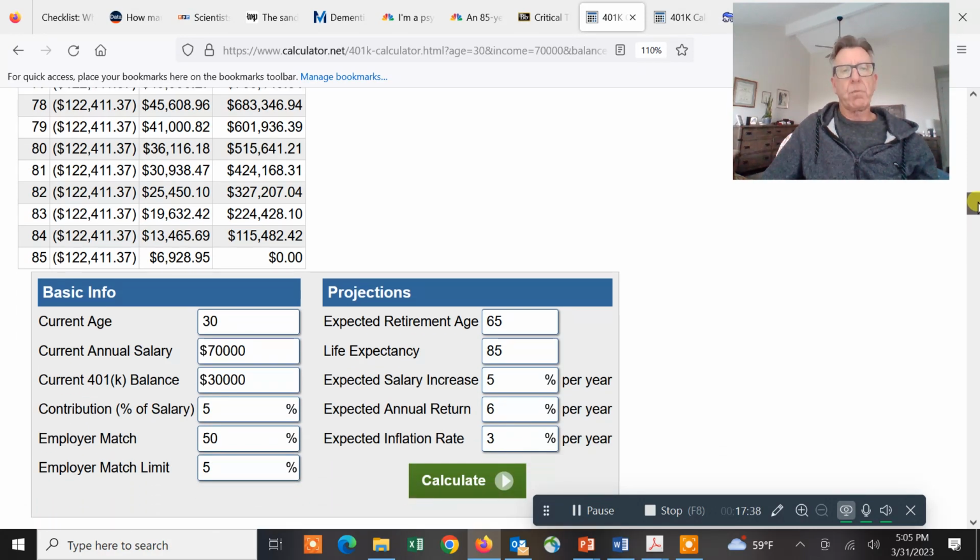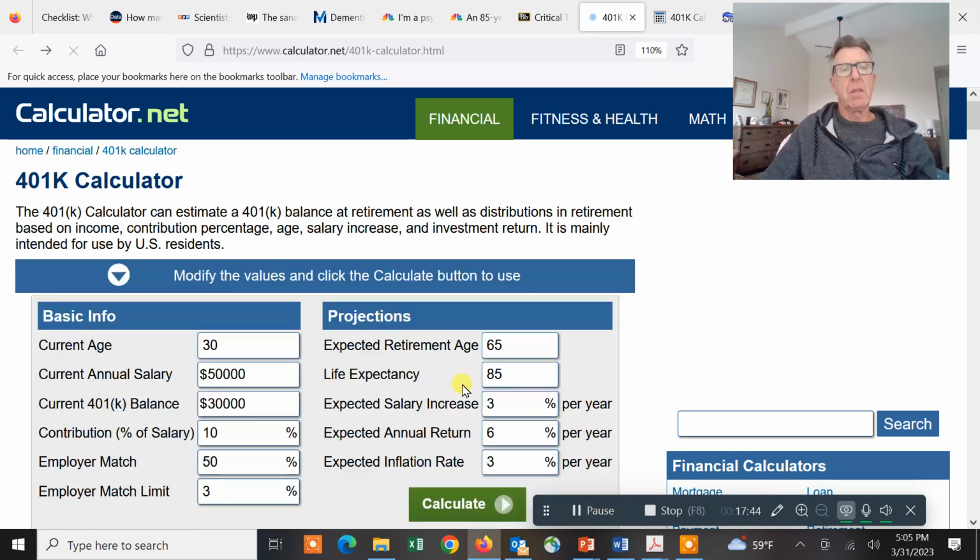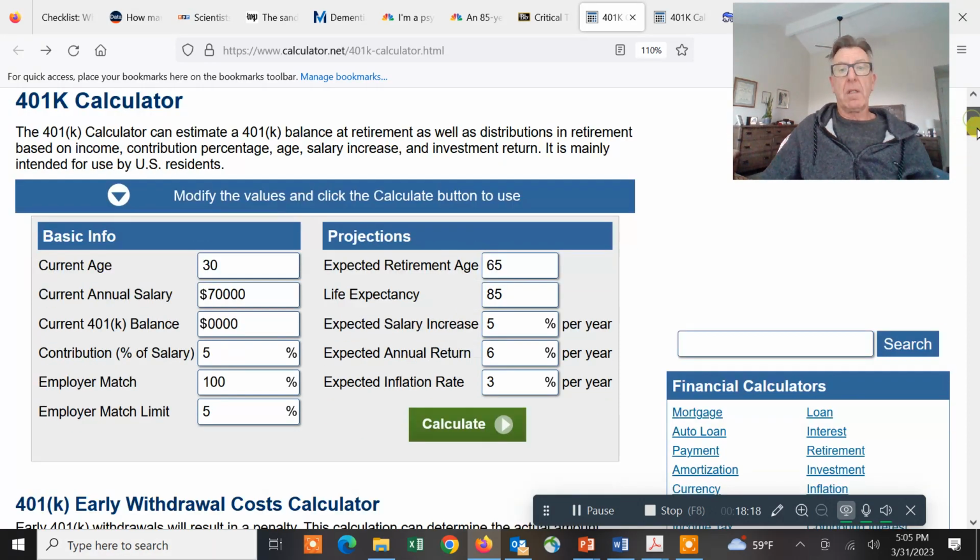Pretty cool, huh? All right, what else could we do here? Let's go back and do it differently. We're going to go with 70 again, and 5% again. My current balance, actually I probably shouldn't have done that, but my current balance is 0 because I just got the job. I'm going to put in 5%. My employer is a cool employer and they're going to match me 2 to 1. And the employer match limit is 5%. So that means they'll put in 10% for every 5. All right, let's take a look at this.